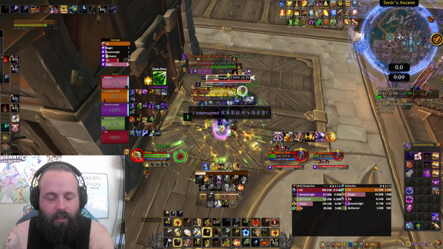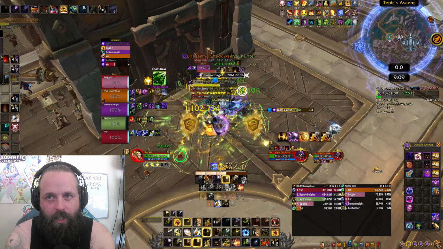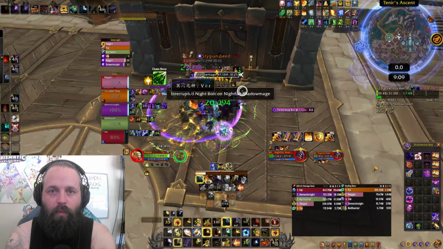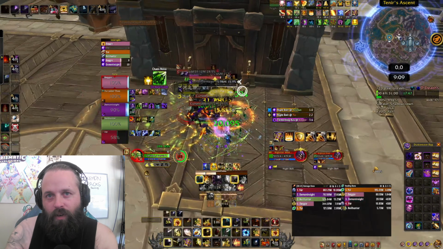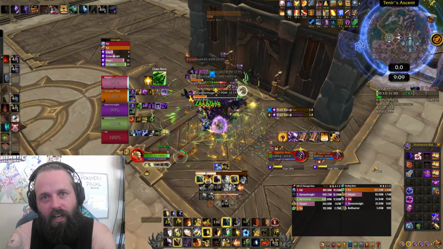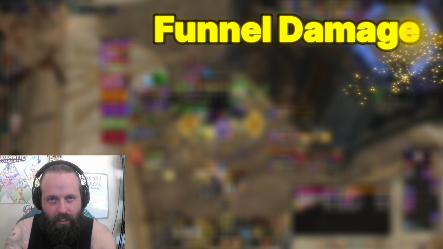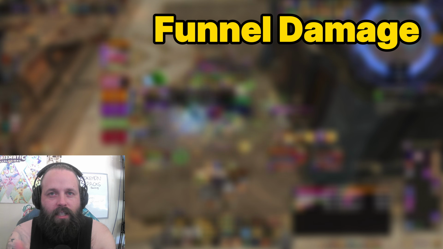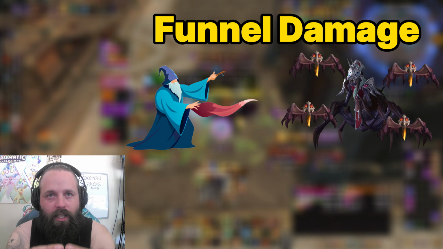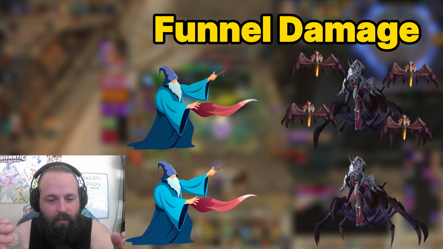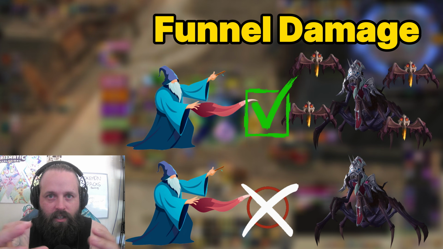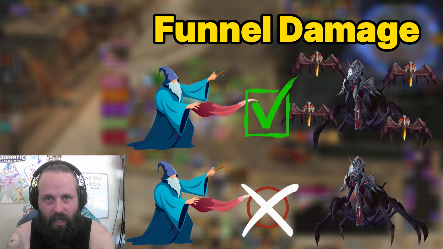First up, we'll touch on different damage profiles, which is basically how a class's damage is distributed between mobs within a pack. There are three important patterns to consider here: funnel, priority, and pad. So funnel classes first. These classes do more damage to their main target if there are other mobs adjacent to it. So this means that having additional mobs around will drastically increase the single target damage of these specs.